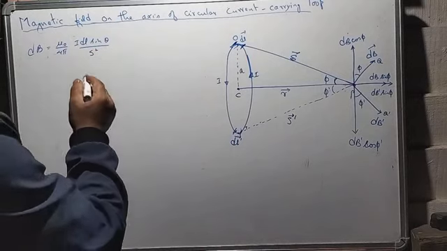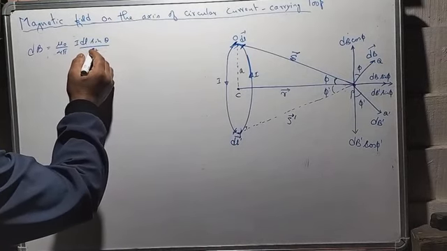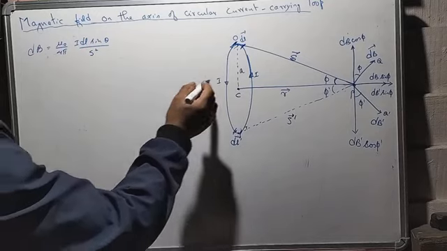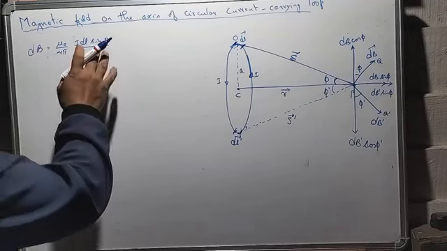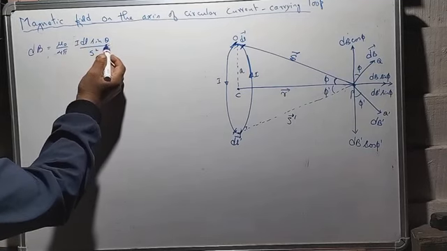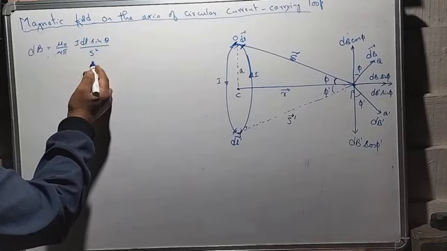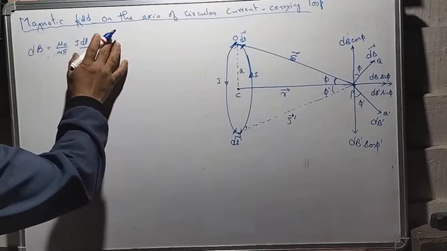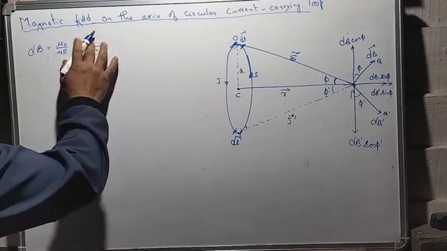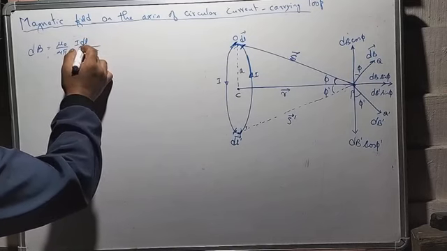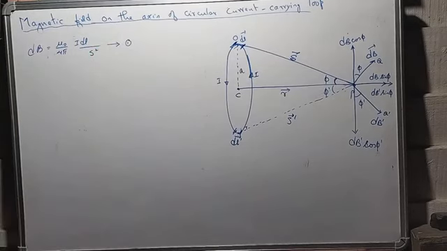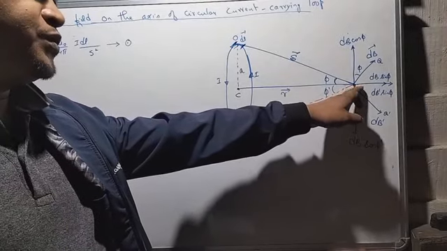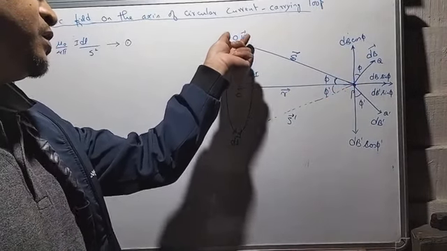But this theta here is actually the angle between this dl and s. As I said, the angle between dl and s is 90 degrees. So instead of theta, I will write sine 90. But sine 90 equals 1. So 1 times I dl will be just I dl. So this is my equation 1. This dB is the magnetic field at the point P due to this current element dl.